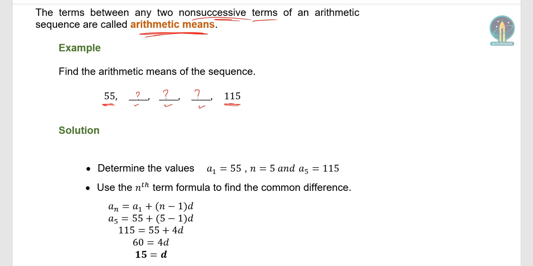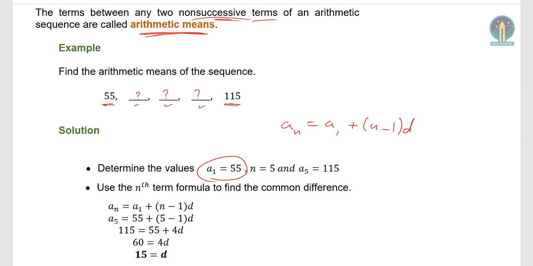So to find these terms, what we need to do is to determine the common difference, right? So we can just then add it here or subtract it from here and then just get the terms in the middle. So we determine a sub 1, right? Because we have our general equation, right? A sub n equals a sub 1 plus n minus 1 times d, right? We determine a sub 1 to be 55. N in this case is equal to 5. And why is that? Well, because we're going to use 115 as an example.